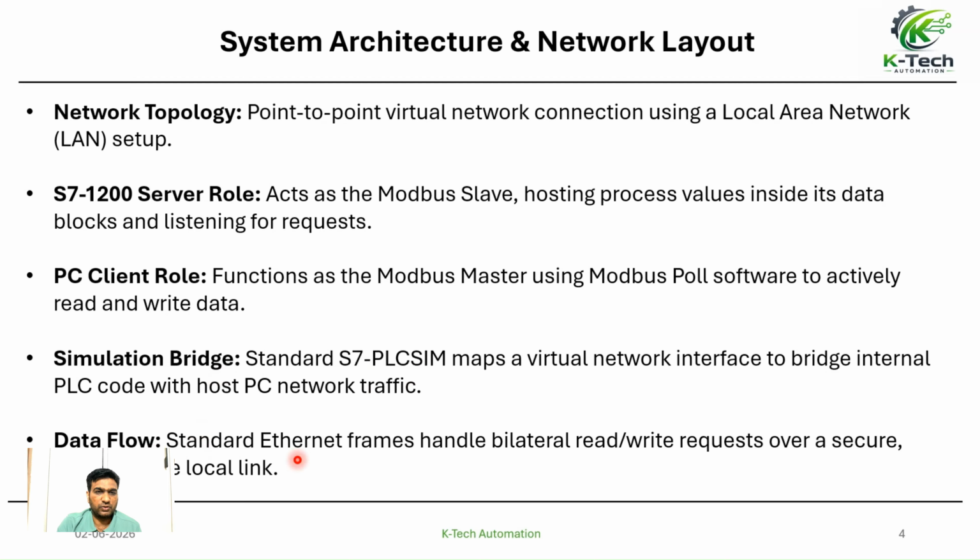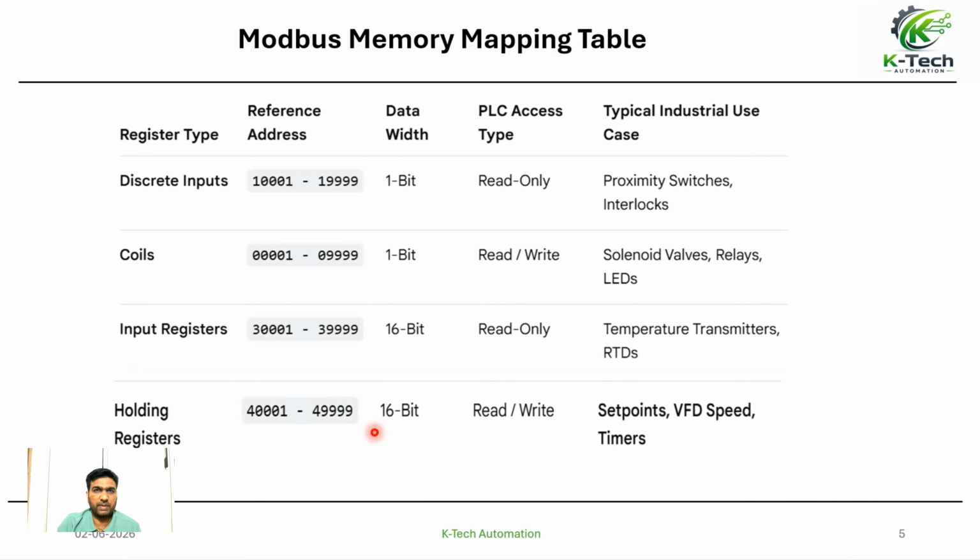And for data flow, the standard Ethernet frame handles the data, reading and writing data. Okay, and this is the Modbus memory mapping. Widely, everyone uses the input register 30001 or the holding register, so you can use either one. Bit data can also be transferred through the input register and holding register.